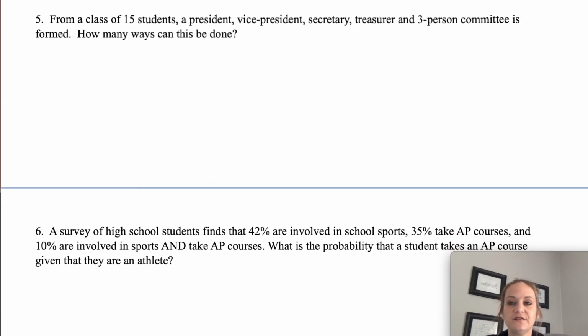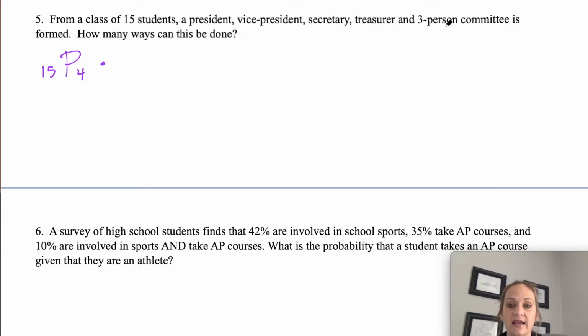From a class of 15 students, a president, vice president, secretary, and treasurer was chosen. So we have 15 students, P4. It's P because we are very specific about the titles. A president, vice president, secretary, and treasurer. It actually matters specifically who is chosen where. So we would use a P.